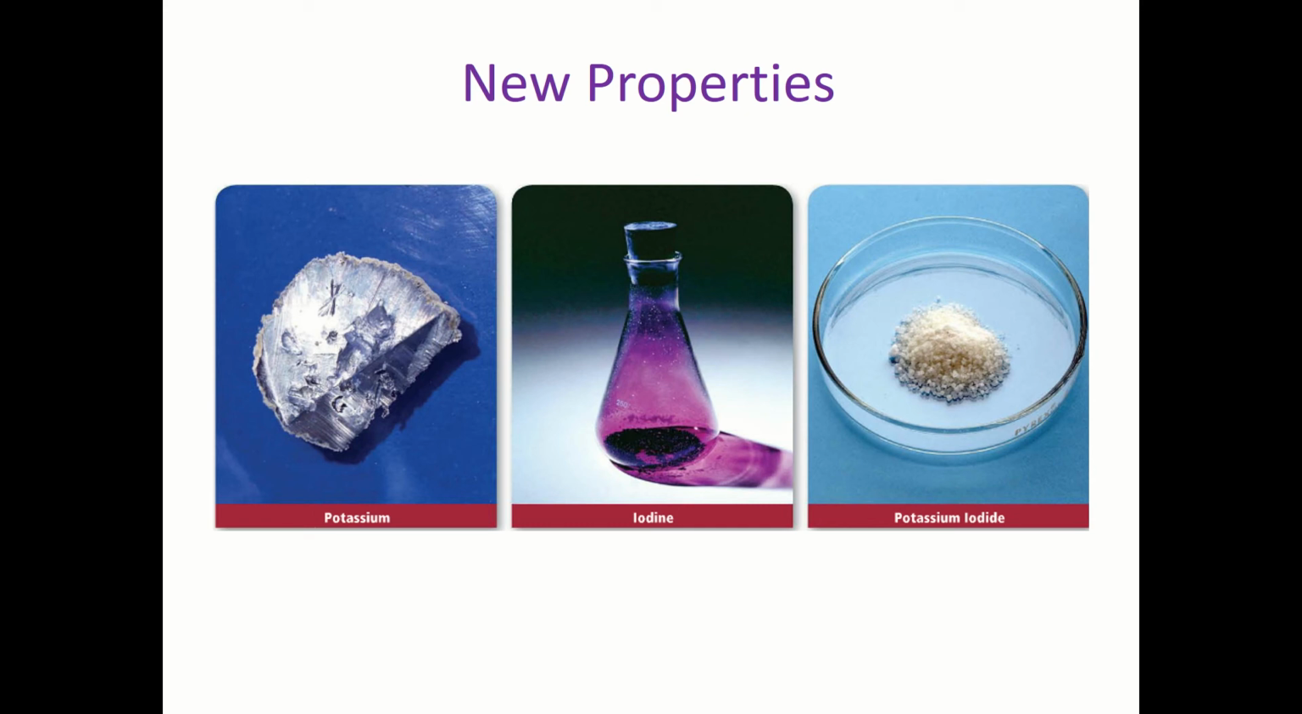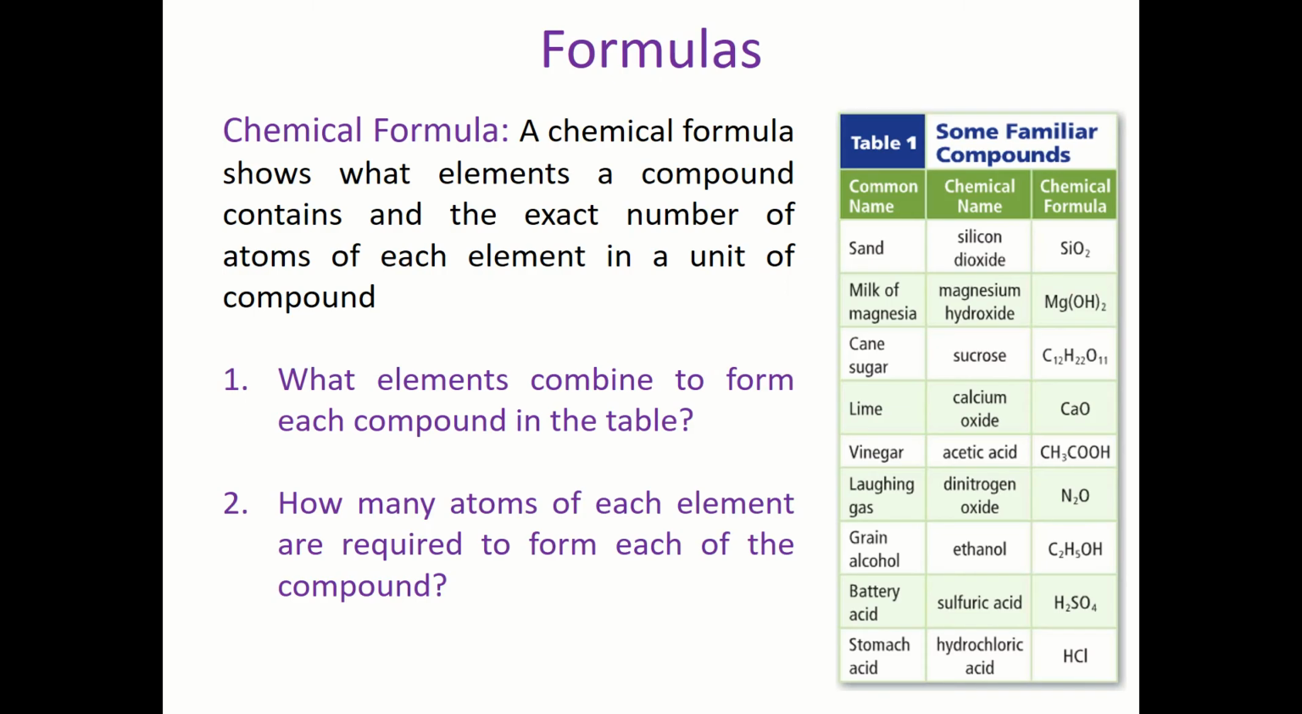So when potassium interacts with the iodine, it makes potassium iodide, which is a salt. You can see this is a salt, like the table salt that we use at home. And again, it's totally different than the potassium and the iodine, right? So again, we repeat the statement that compounds have totally different properties than the elements that make up the compound.